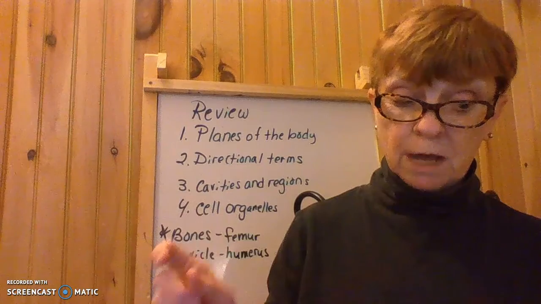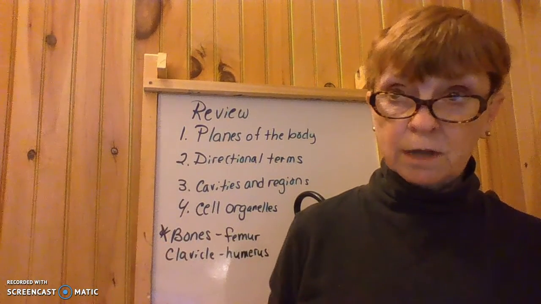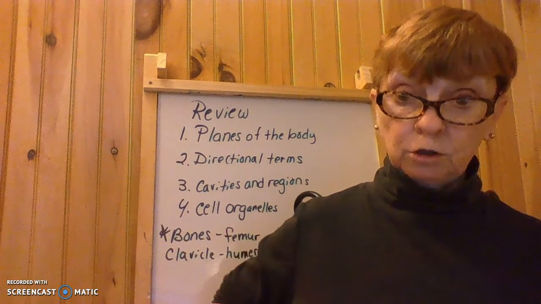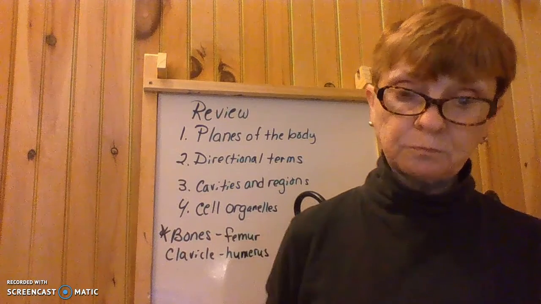The hypochondriac and the umbilical and the right iliac would be where the lower quadrant was.